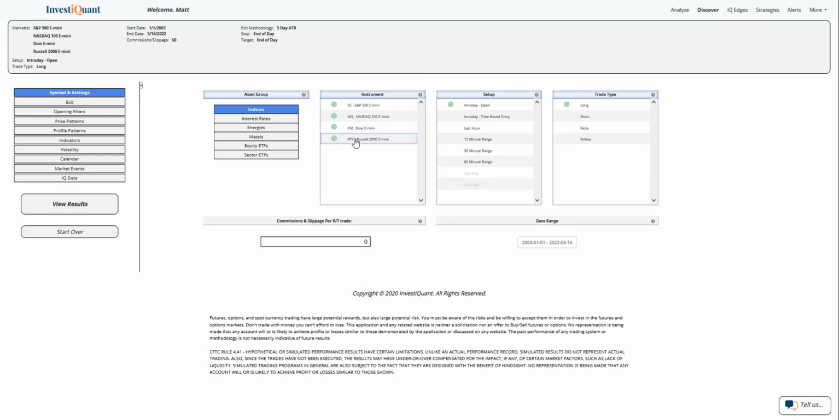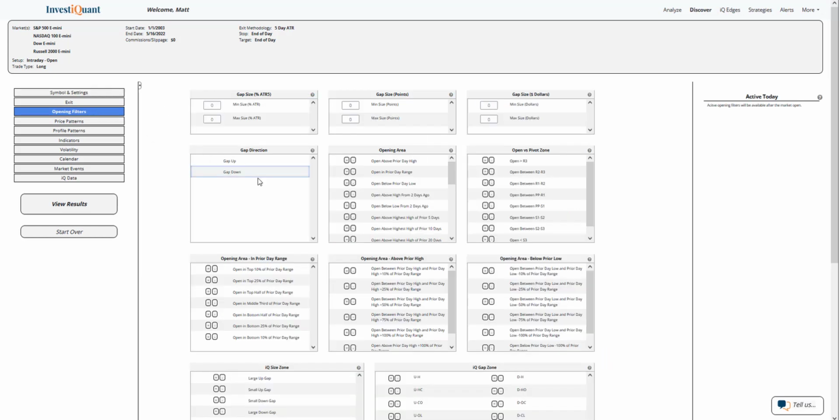So I'm going to grab all four instruments. The setup's based upon entering long at 9:30 a.m. Eastern Time, exiting at 4:15 p.m. Eastern Time. We are trading lower in the overnight session. So from the opening filters, we're going to go to gap direction, click on gap down. The next thing I'm going to do is go to the price patterns.